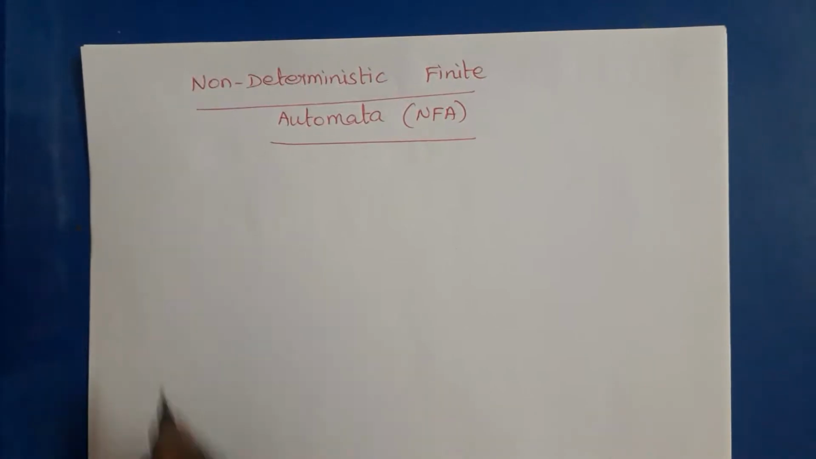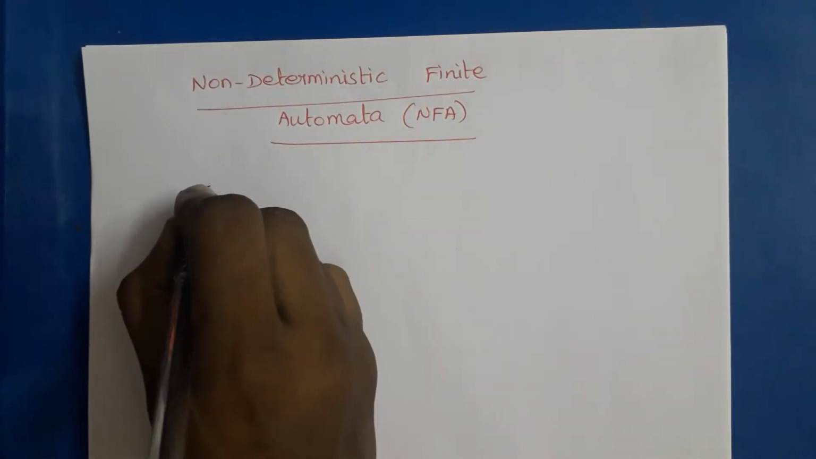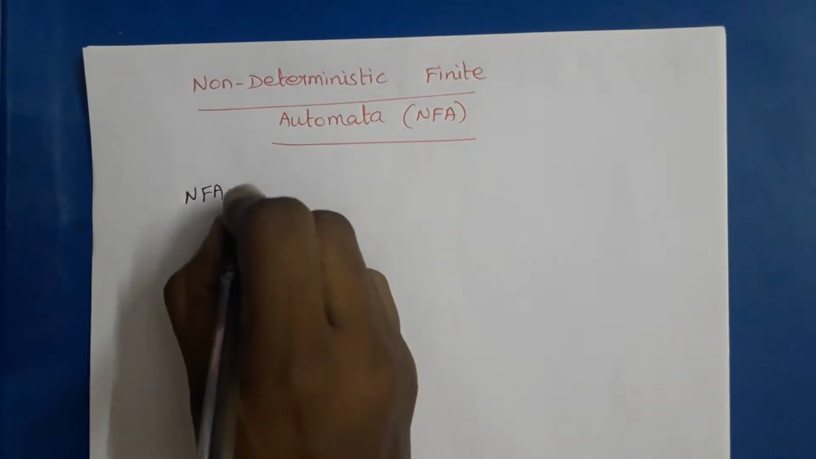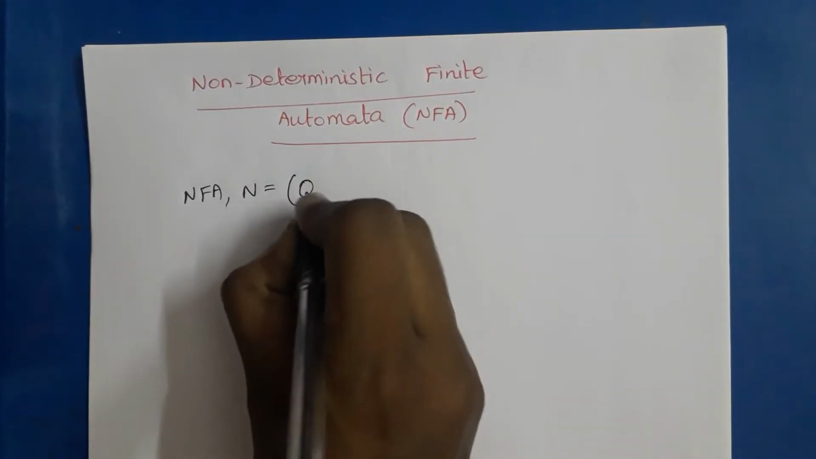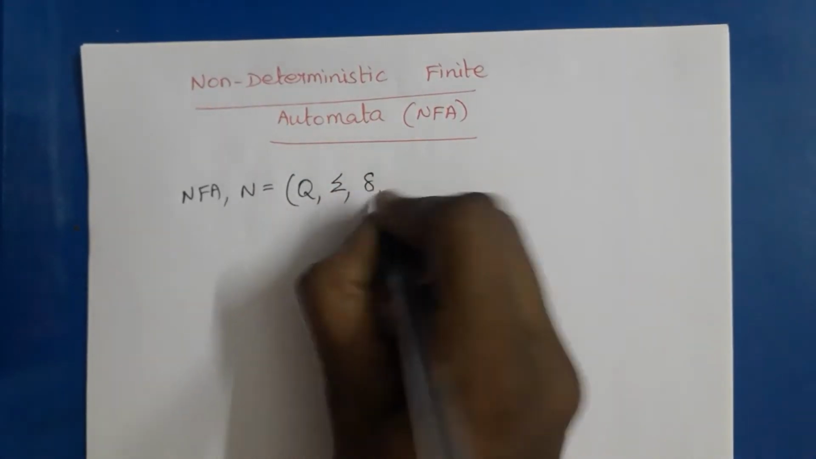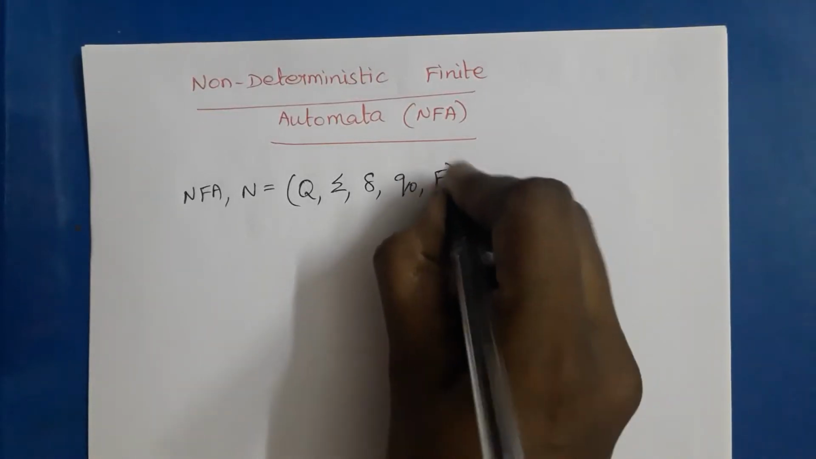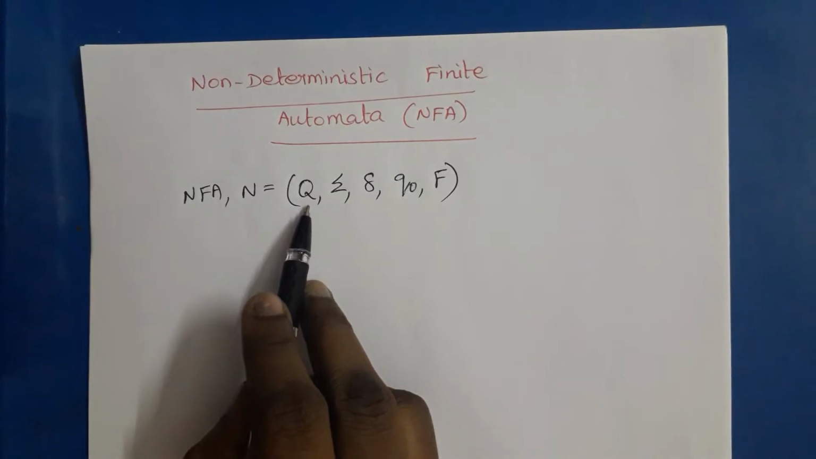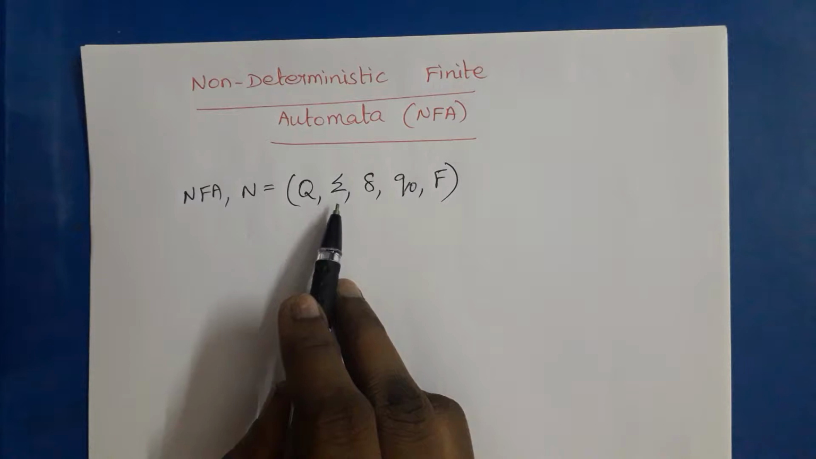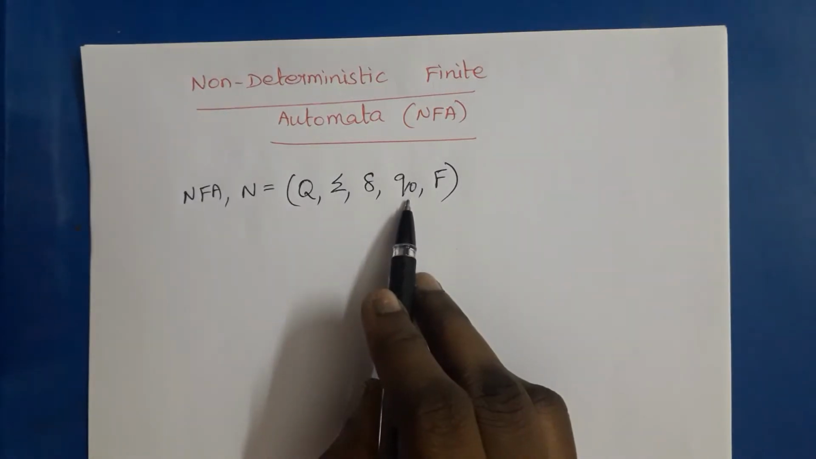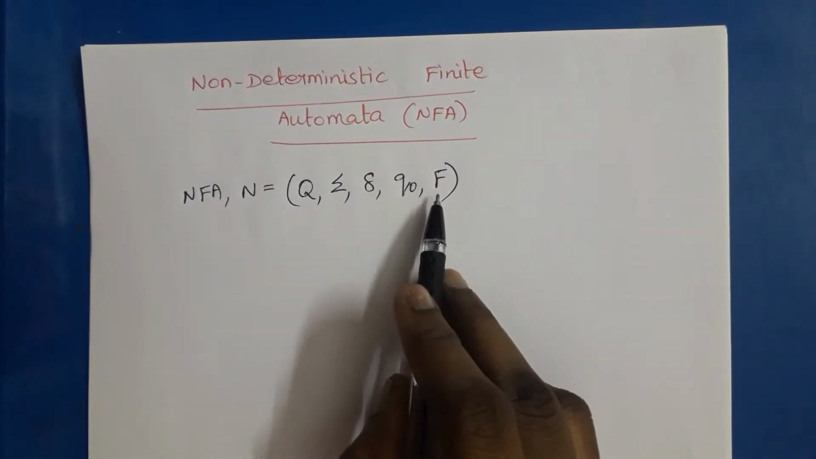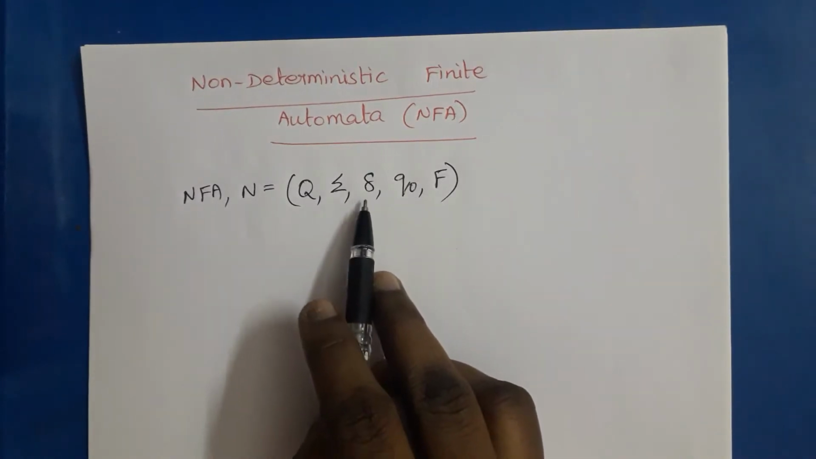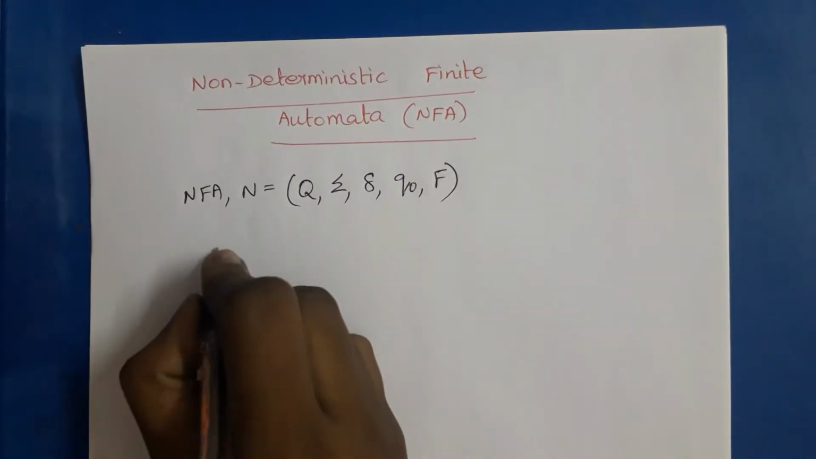It also has 5 tuples that can be formally written as NFA N is equal to (Q, sigma, delta, Q naught, F), where N is the name of the NFA. Q represents a finite set of states, sigma a finite set of input symbols, Q naught is the start state, and F is a set of final or accepting states. There is a difference in the delta only.